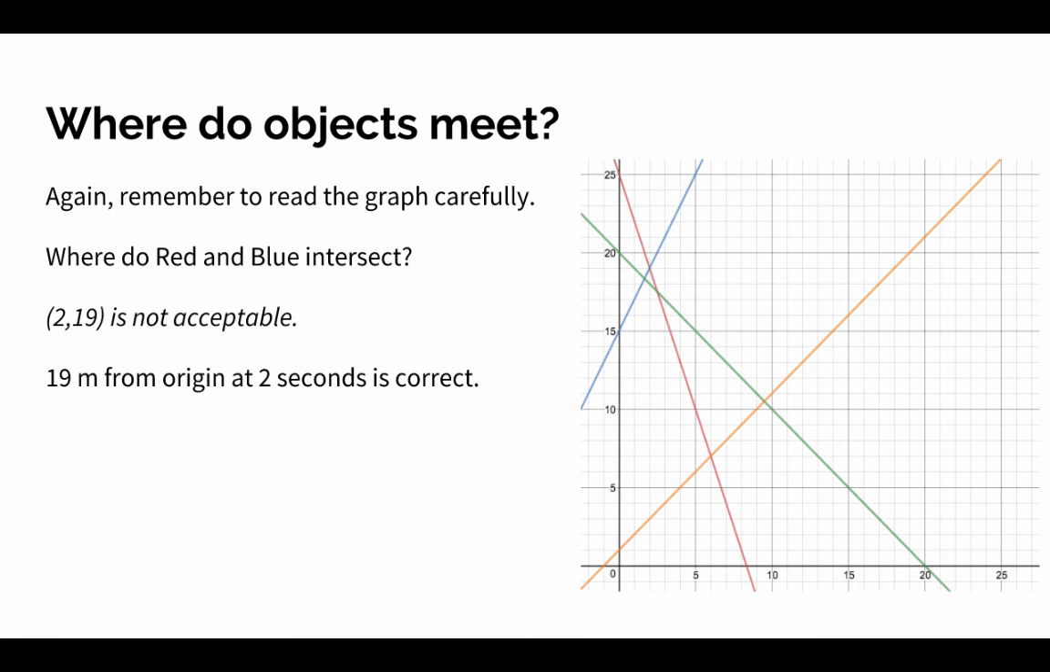So where do objects meet? Again, remember to read the graph carefully. So where do red and blue intersect? Well, if you look at red and blue right here, that point of intersection is the point (2, 19), but that's not an acceptable answer in science when you actually have a meaning to location. Saying that they meet 19 meters from the origin at 2 seconds is the correct answer.